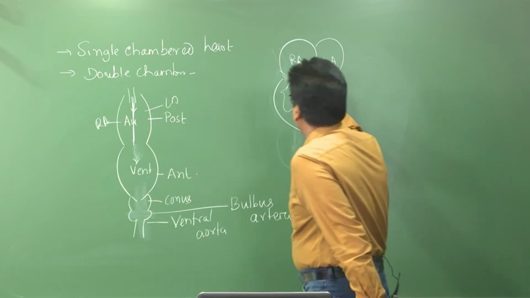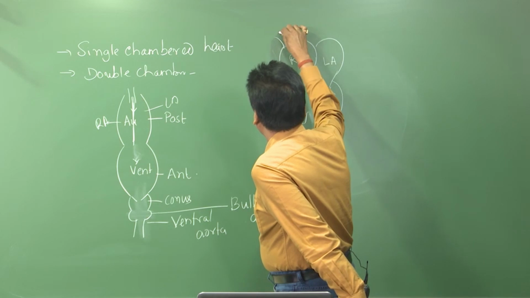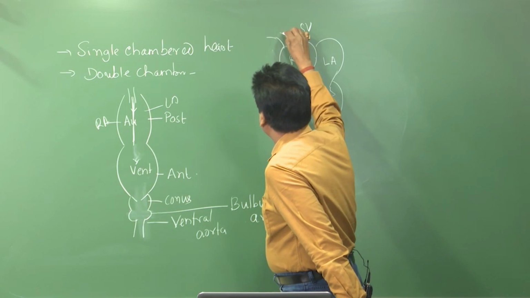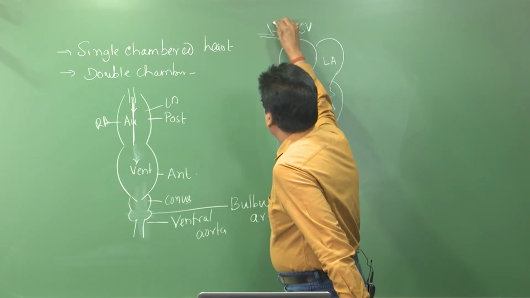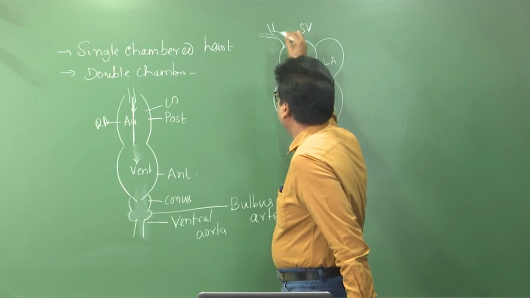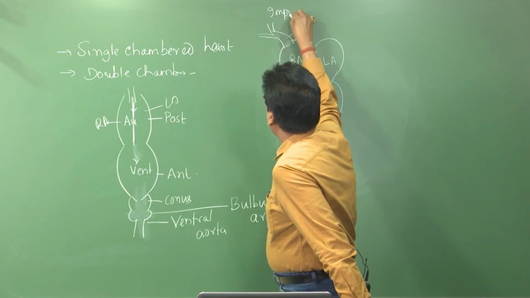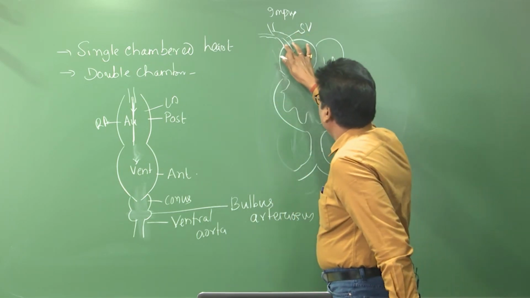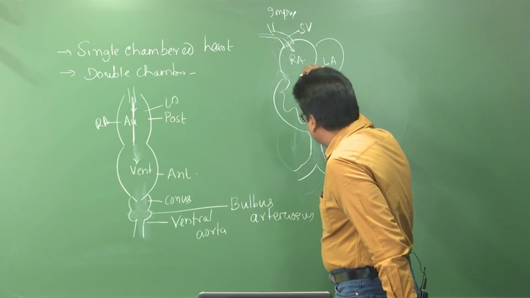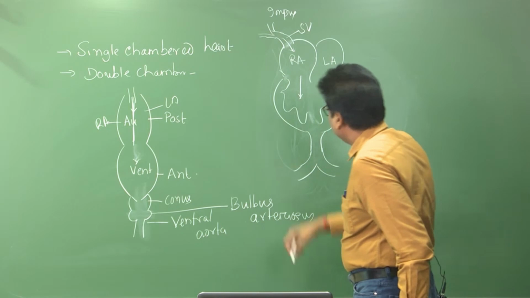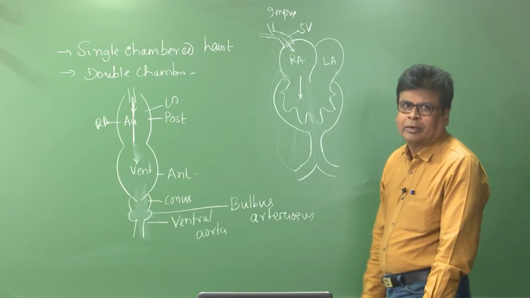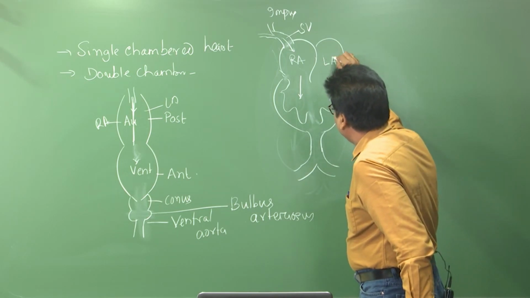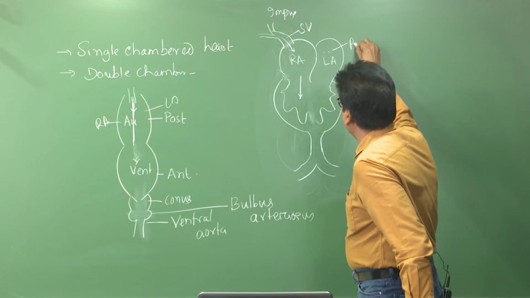For example, this is the right auricle and this is the left auricle. Now, to the right auricle there opens the sinus venosus, and we know sinus venosus is a vein which collects impure blood from different parts of the body, and this will be given to the right atrium. Now what happens? From the right atrium this blood will enter into the ventricle during contraction. This is the left atrium, and this left atrium contains pure blood.